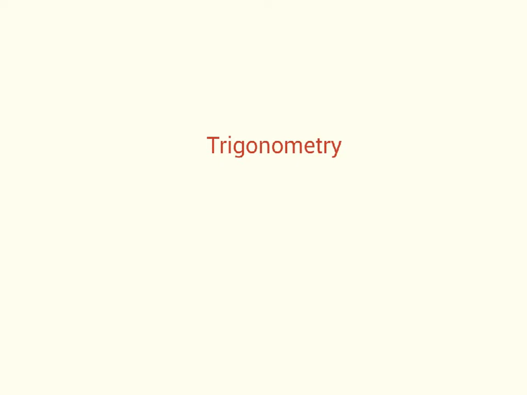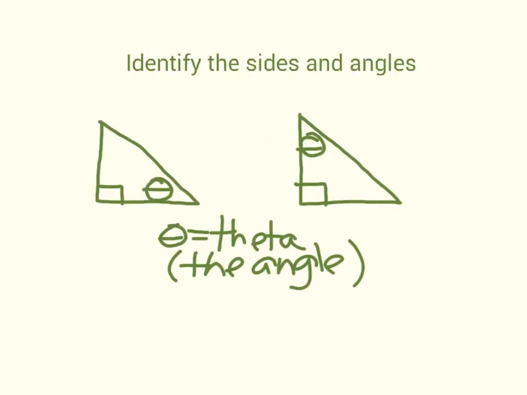Okay, today's lesson is all about trigonometry. Trigonometry is related to right triangles, and we're comparing certain trigonometric functions to the sides of the triangle. Okay, so the first thing that we need to do is identify the sides and the angles. There are going to be two choices here.